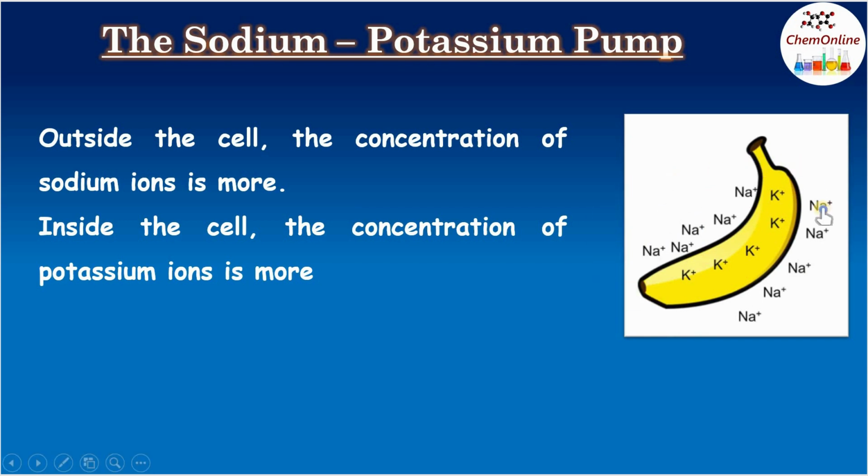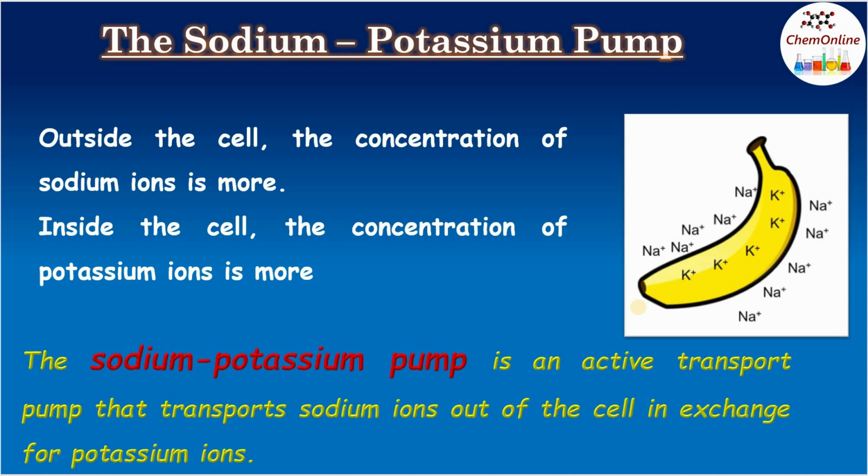Outside the cell, the concentration of sodium ions is more, whereas inside the cell, the concentration of potassium ions is more. So this concentration gradient across the cell membrane is to be maintained for the efficient functioning of several physiological processes. And that is done with the help of the sodium-potassium pump, which is an active transport pump that transports sodium ions out of the cell in exchange for potassium ions.